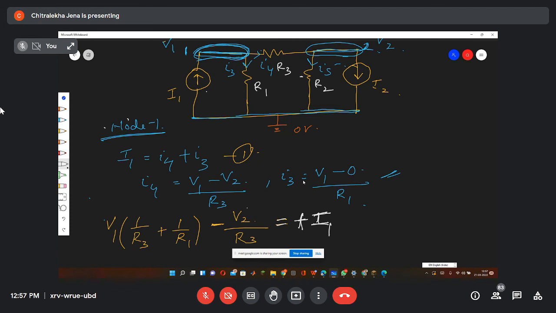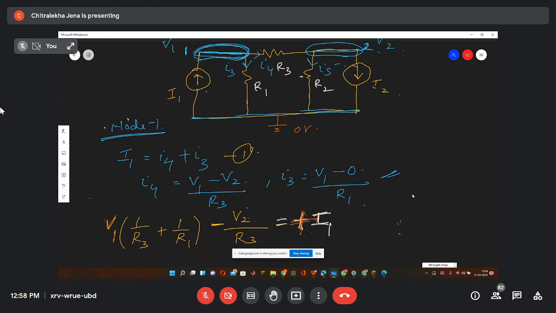Ma'am, once again. This equation is clear. The product of the potential of that node with the sum of the reciprocal of the resistances connected to that node, minus the ratio of the potential of the adjacent node to the interconnecting resistance, will be equal to the value of the current source, and is positive if the current in the current source is flowing towards that node. Am I clear? Simple. Only I have added a current source and it is positive because the current in the current source is flowing towards the node. Yes. Clear now?